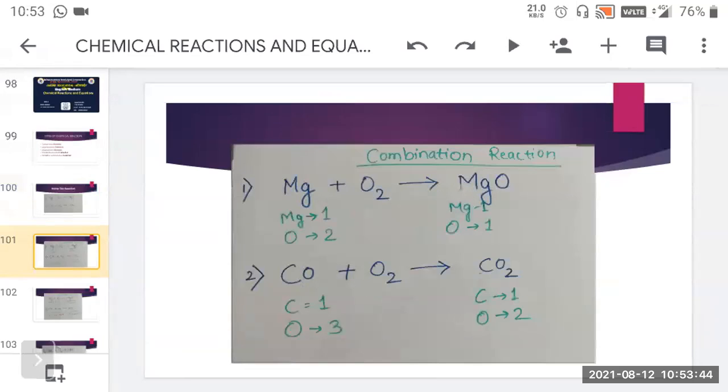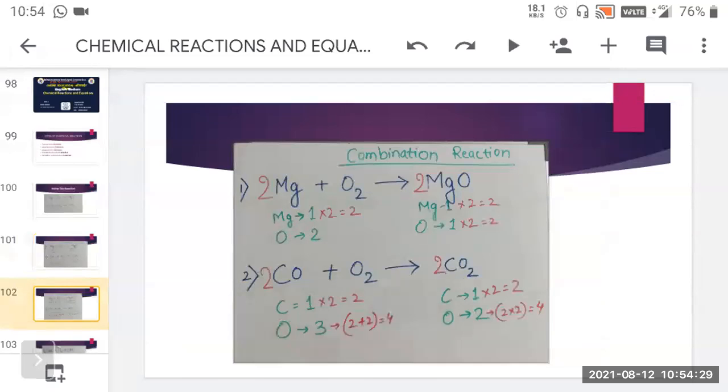Both of these are combination reactions. Now see how I balance the reaction. Always remember, on the reactant side write the elements present, and on the right-hand side also write their symbols. So here Mg and O, MgO, as you can see written. On the reactant side, Mg is 1 and oxygen is 2, and on the product side, Mg is 1 and oxygen is also 1. So what we did is put 2 in front of MgO.